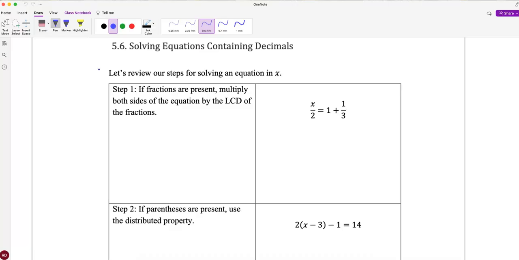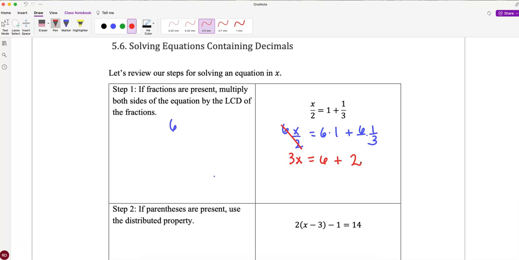So just to review, if I see fractions in an equation, I can work with the fractions, but I also have a way of eliminating the fractions. So the least common denominator of 2 and 3 is going to be 6. So if I multiply everything by 6, all the fractions will go away. So every term gets multiplied by 6. The way I do that, 6 over 2 is going to be 3, so I get 3x equals 6 plus 2. Now I have an equation with no fractions.